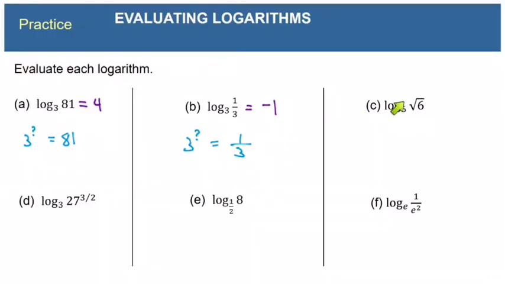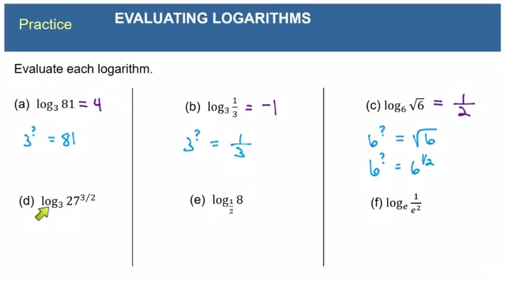Here's part C. It says log base 6 of square root of 6. So I have to say to myself, what is the exponent of 6 that will produce the square root of 6? And if you want to write it in exponential form, that helps. If you still don't know, you might try writing this right side with an exponent instead of a radical. And you know that the square root of 6 is the same as the 1/2 power of 6. So what is the power of 6 that gives you 6 to the 1/2? Well, that power is 1/2.